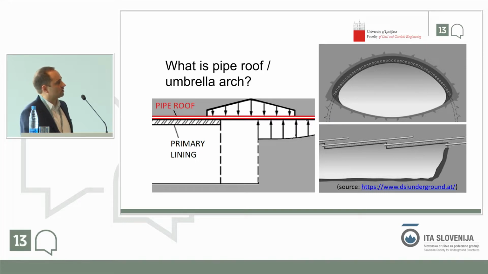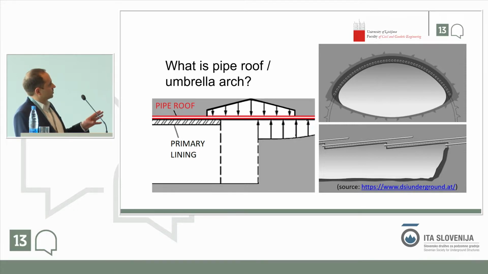pipes which are installed into the ground almost horizontally and ahead of a face. In cross-section, they form an arch or roof, and that's the reason it is called pipe roof or arch. Here to the left, we can see the essential concept of this pipe roof.